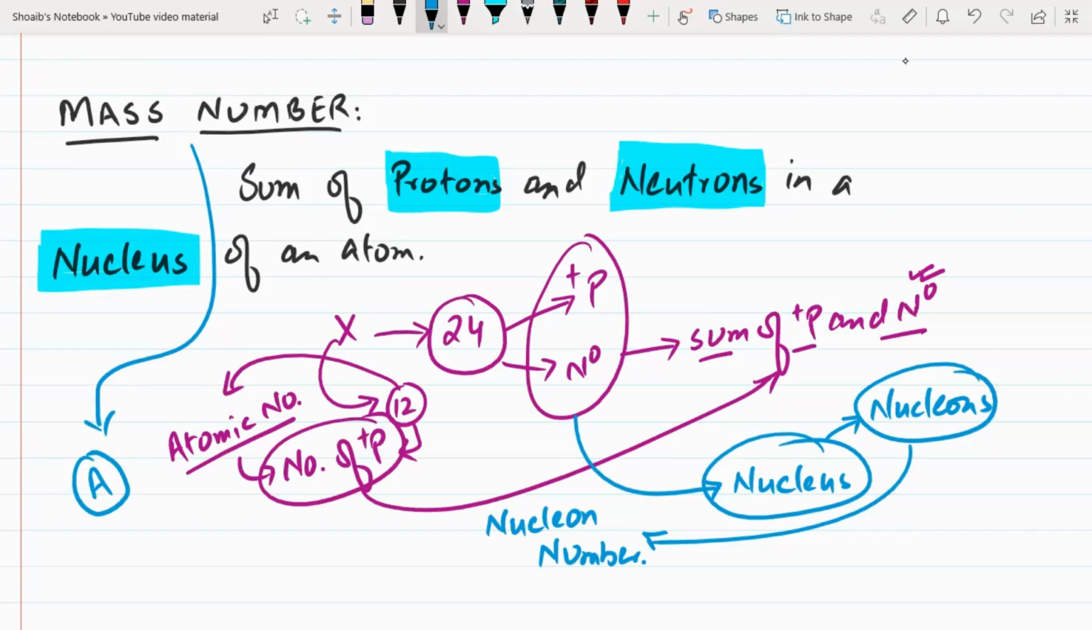So in this video, we have discussed a short introduction of an atom, the subatomic particles of an atom, protons, neutrons, and electrons, the atomic number, and the mass number. In the next video, we're going to discuss how to find the number of protons, neutrons, and electrons in an atom with the help of two numbers: one is the atomic number, and the other is the mass number.